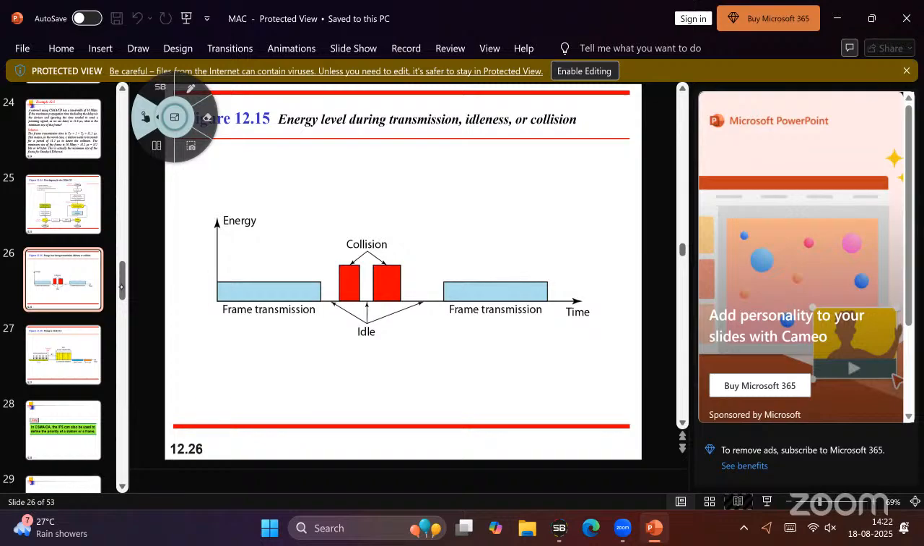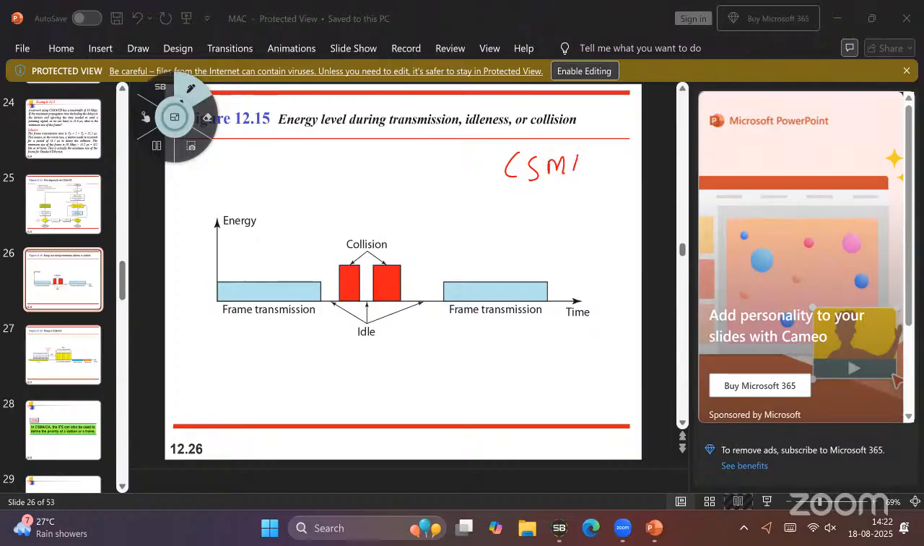Okay. In CSMA, I will give a brief introduction about two topics: CSMA/CD and CSMA/CA. What is the CD? Collision detection. What is the CA? Collision avoidance.